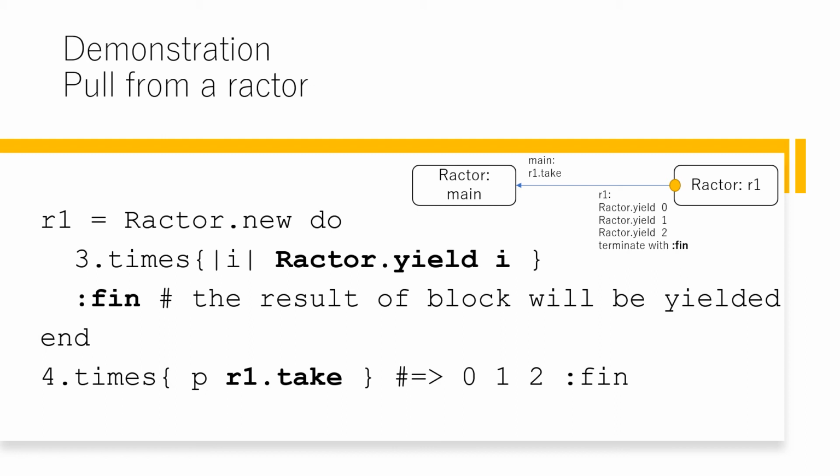In this program, a Ractor named R1 yields three integers, 0, 1, 2, and the block returns the symbol fin. We can take the result of the block by the take method. So the main Ractor can take three values 0, 1, 2, and the block result, the symbol fin.